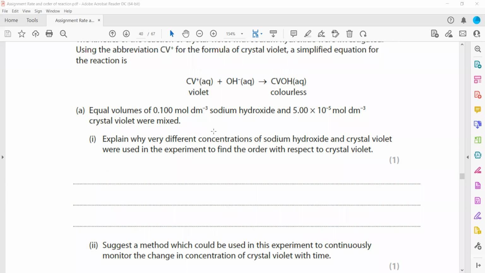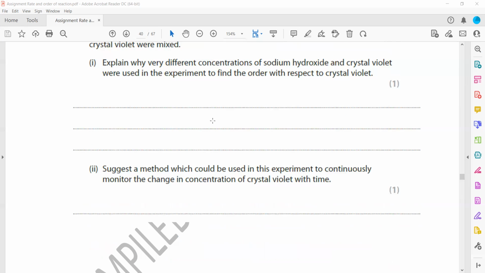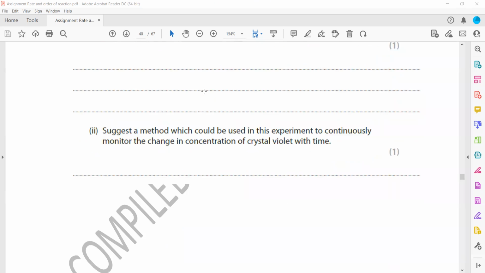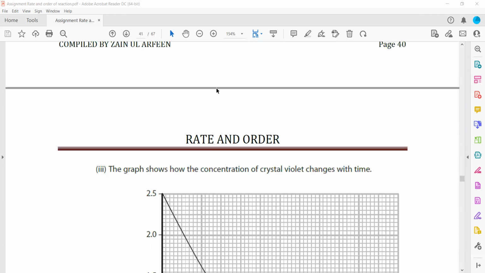Why is conduction rejected? Because as I check the equation, it is also aqueous. Aqueous means it is also present in the form of ions. So there will be no change in ions. That's why conduction is not acceptable.